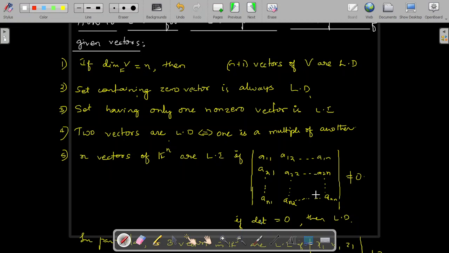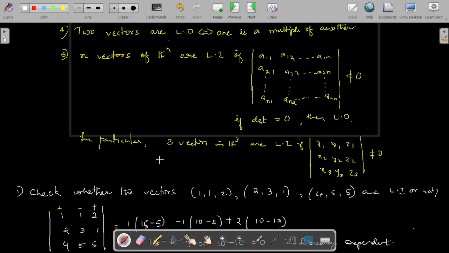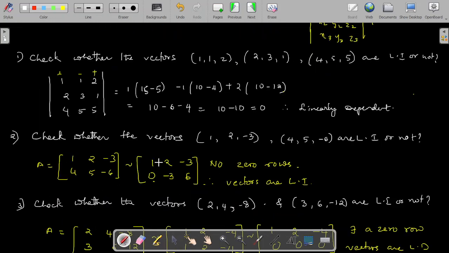So let us go. The first point says that, for example, in R cube, any four vectors are always linearly dependent. Any 5 vectors in R^4 are always linearly dependent. So if you know these points, that will help you to evaluate quickly whether the given vectors are linearly independent or linearly dependent. Let's see the problems.